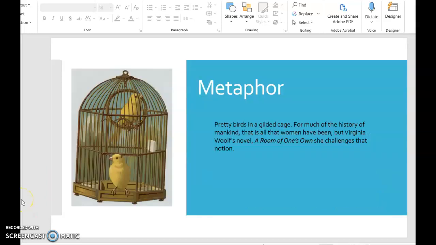Okay, another thing you can do is bring in a metaphor. Now, this can be a really great way to write a paper, but can be a little tricky. So this one I compared women to pretty birds in a gilded cage. The idea being that they're beautiful to look at, but they're not free to roam around and do their own thing.